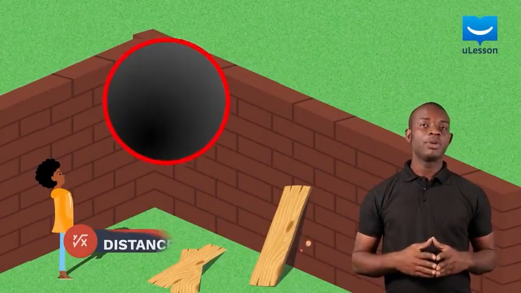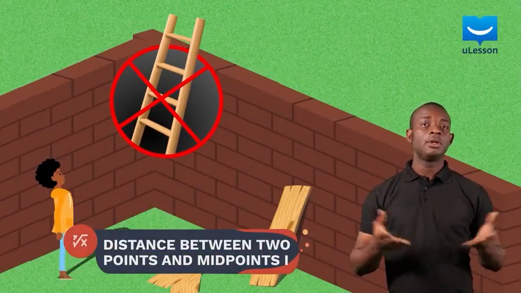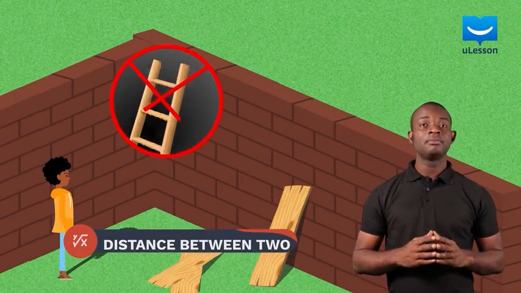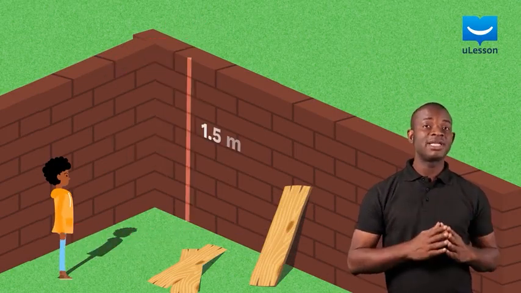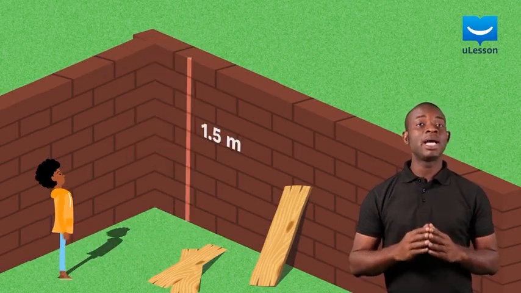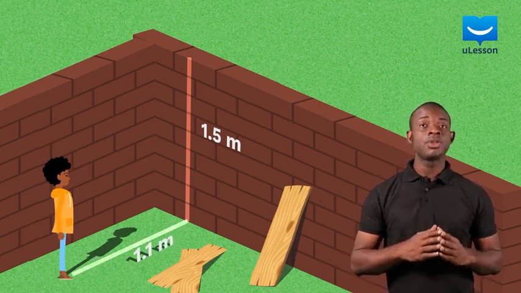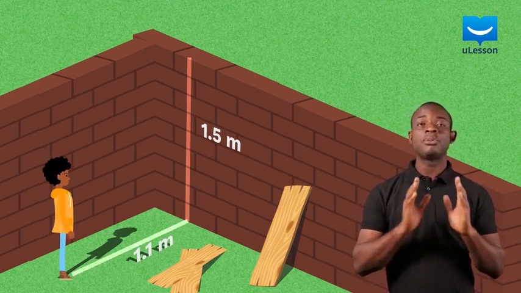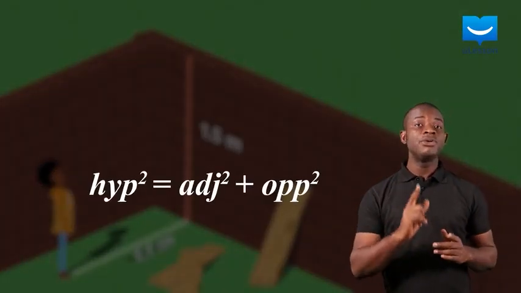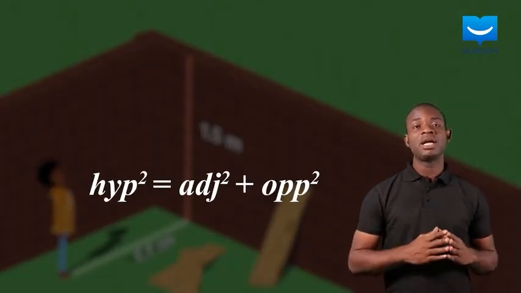Ade needs to climb up a wall, but he has no ladder, only planks of different lengths. If the wall is 1.5 meters high and he wants to place the plank at a distance of 1.1 meters from the base of the wall, what will be the length of the most appropriate plank to use? The Pythagoras theorem can be used to calculate the length of the plank.